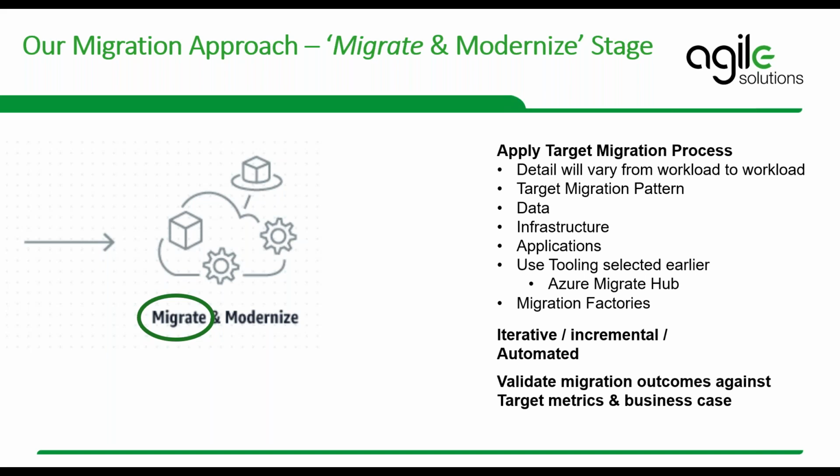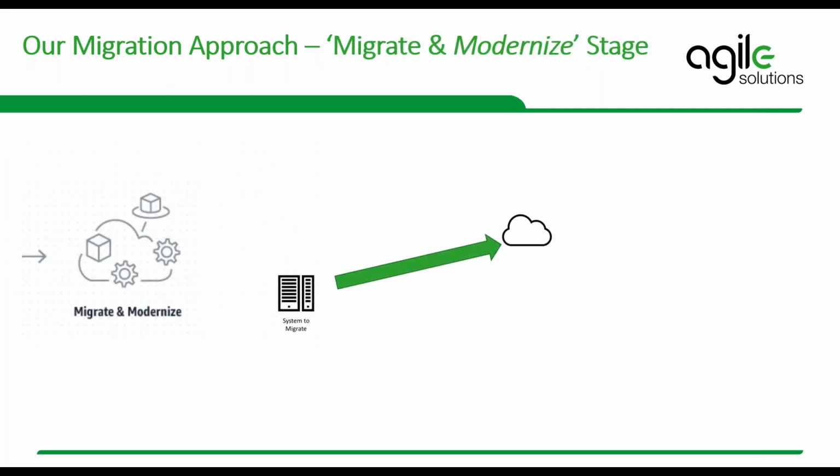A key component is establishing a migration factory composed of teams, tools, and processes to streamline the movement of workloads from on-premises to Azure. The migration factory teams work through a prioritized backlog of workloads based on migration patterns identified earlier. So we want to be able to do this incrementally as well and adopt an automated approach. And each time we go around the loop, we make sure that we systematically validate the migration outcomes against the target metrics and the business case. So the outcome of the migrate is the migration is complete.